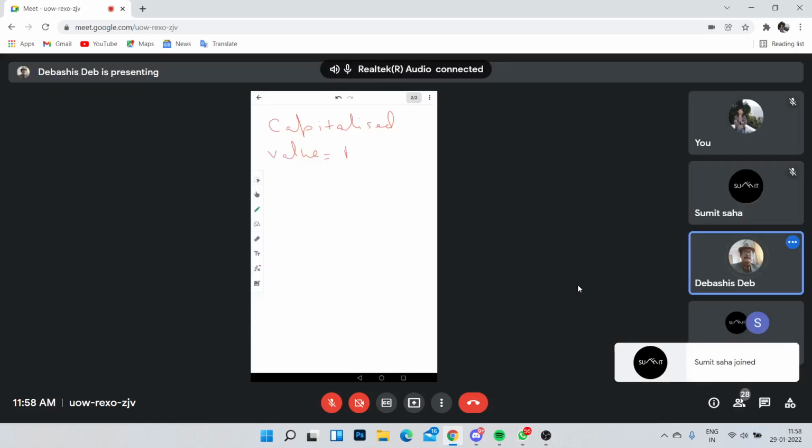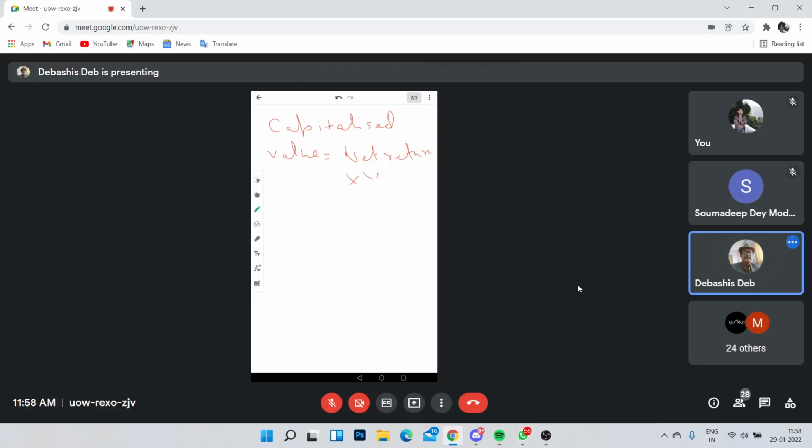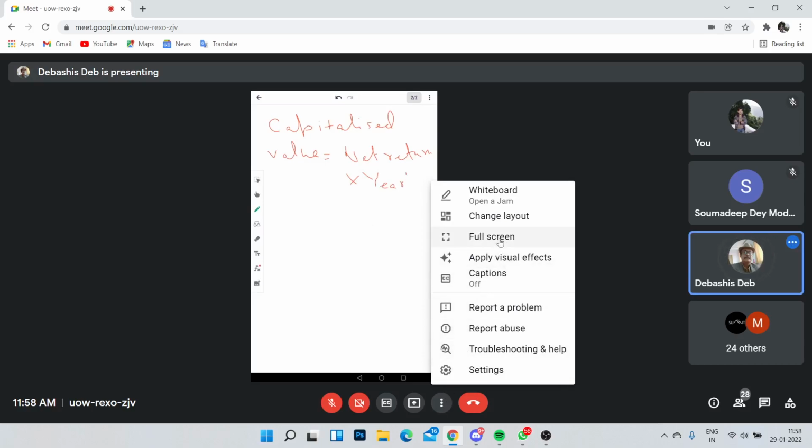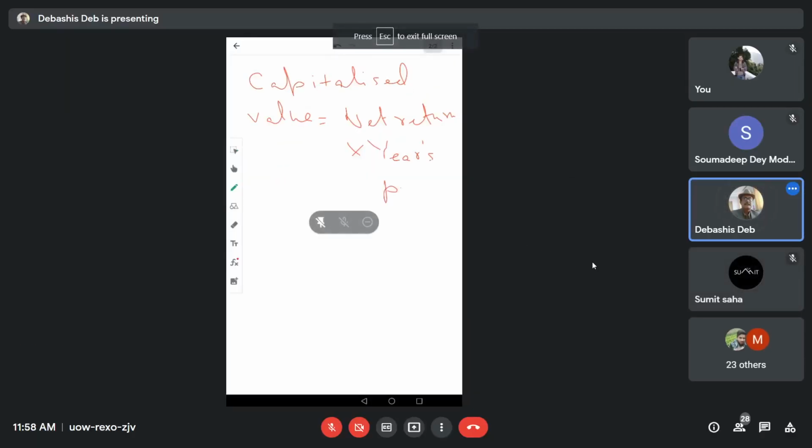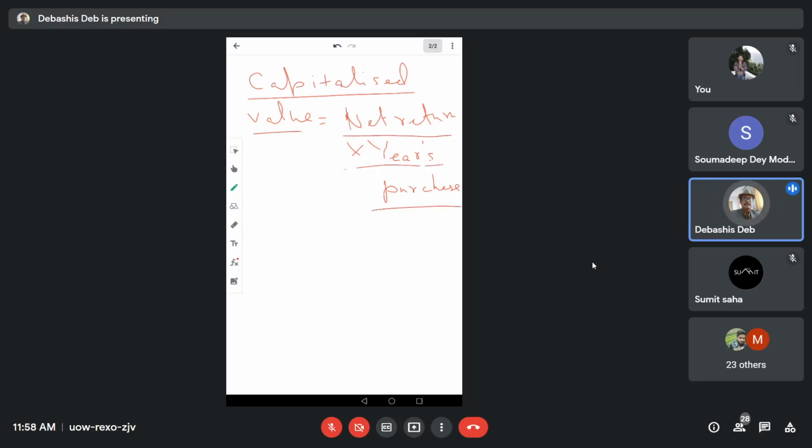Capital value is equal to net return into years purchase. Then what is years purchase? Write down.